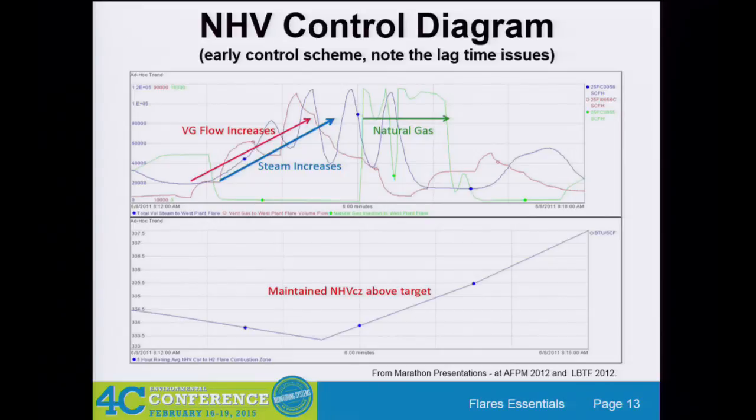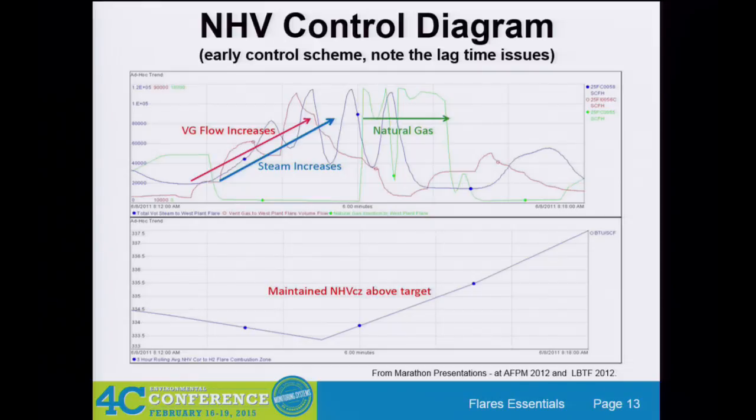Here is some actual data that was presented by Ruth Cade at Marathon at AFPM. This is early on in their consent decree implementation. We like this data just because it's real data. We know people like to see real data, but it also illustrates some interesting things.